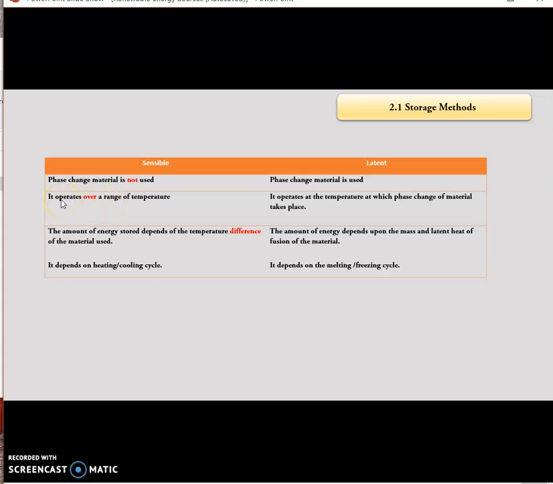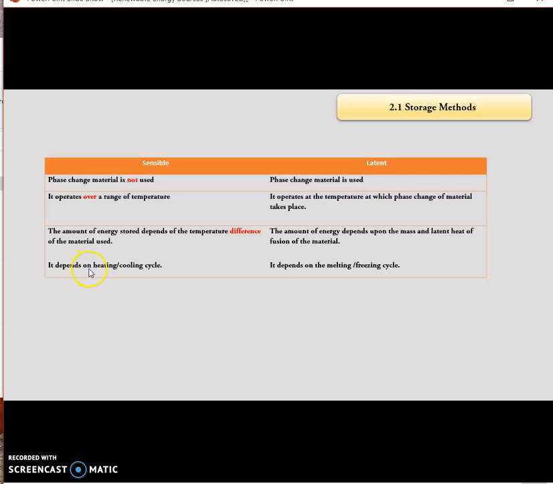Sensible storage method operates over a range of temperature, whereas latent operates at the temperature at which phase change of material takes place. The amount of energy stored depends on the temperature difference of the material used, whereas in latent heat, the amount of energy depends upon the mass and latent heat of fusion of the material.